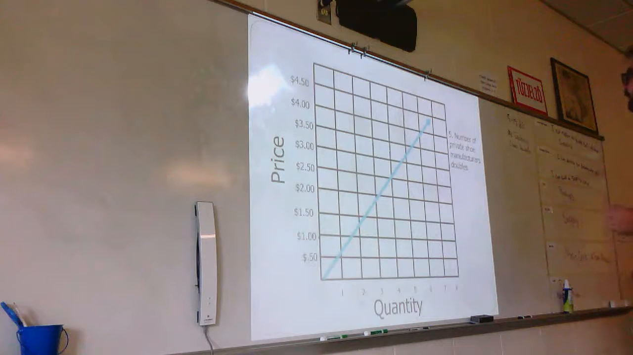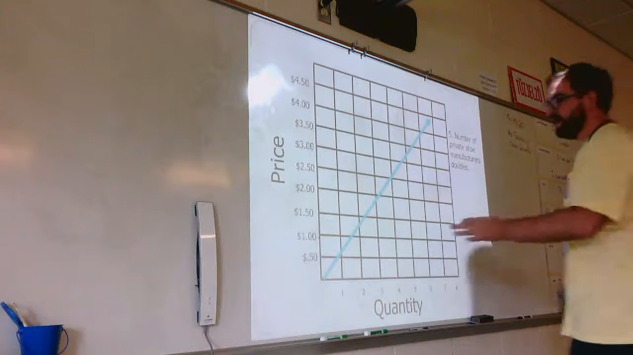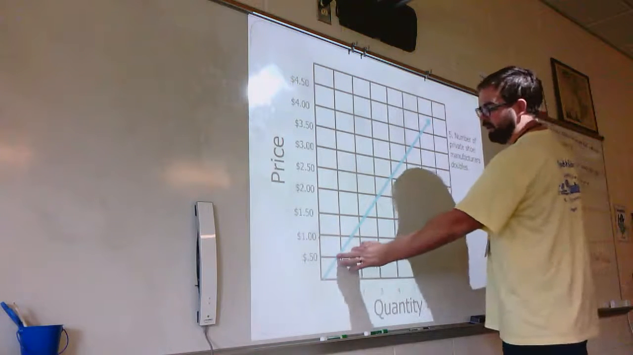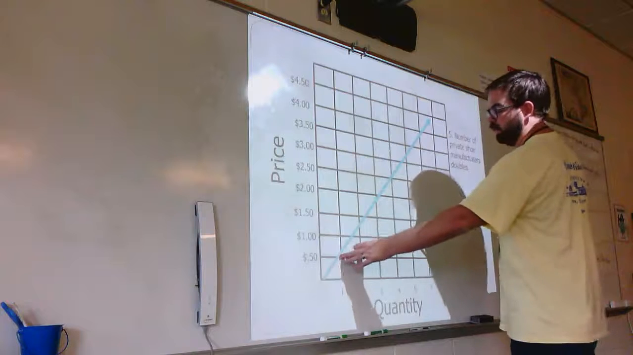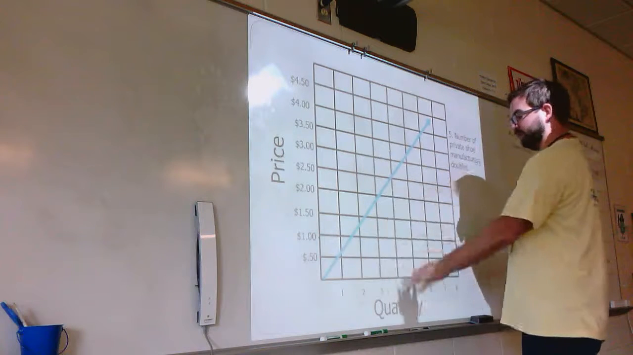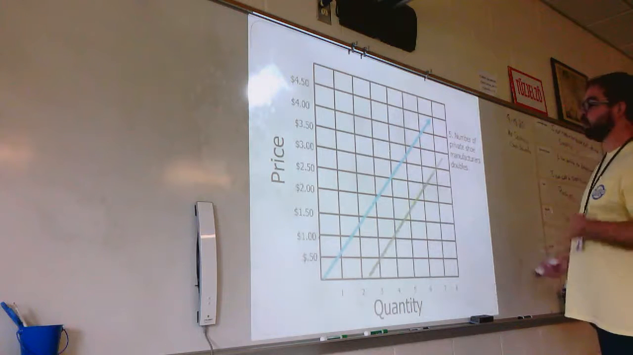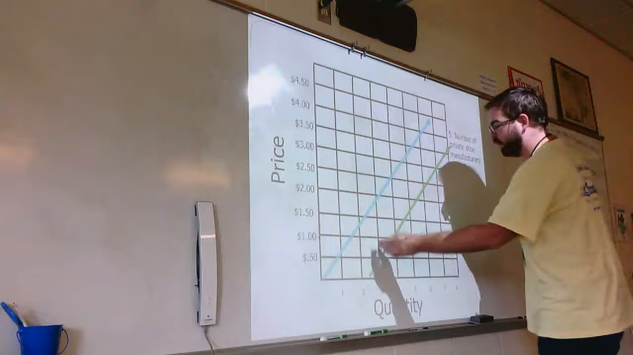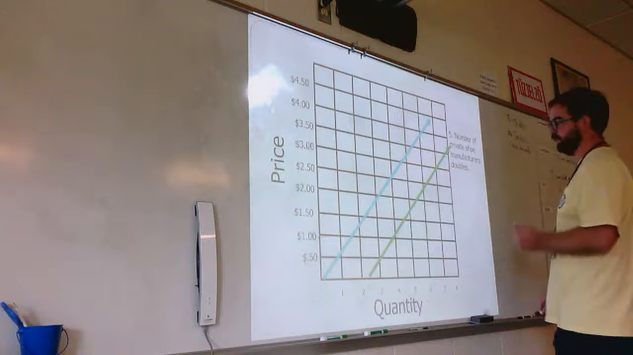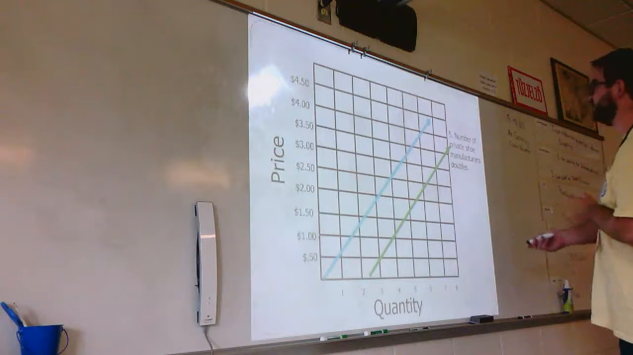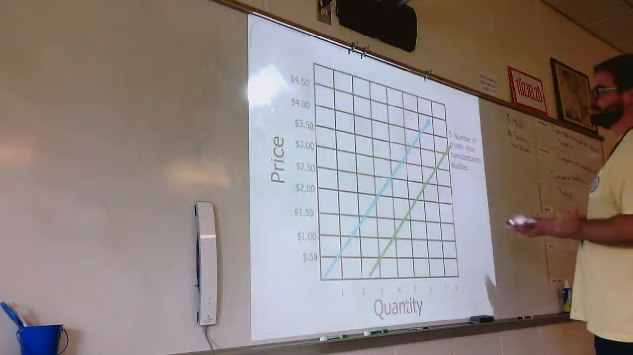All right, so the number of private shoe manufacturers doubles, right? So think about this. Right now we have one shoe company, and at 50 cents they're selling 1 pair, at $2.50 they're selling 4 pairs, at $4 they're selling 6 pairs. Well, if we open up a second company, a second shoe store, it makes sense that we would sell more shoes at the same price. So our supply would increase if we're providing more of that.